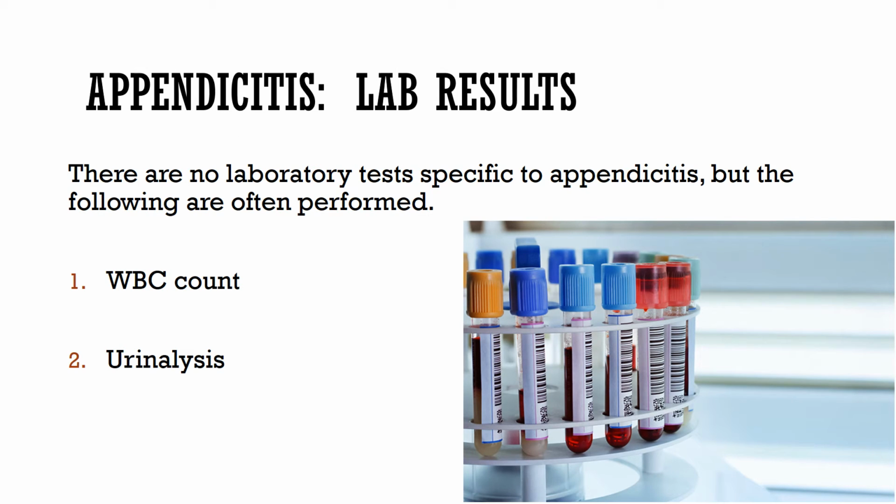There are no lab tests specific to confirming appendicitis, but the following are often performed. A high white blood cell count can indicate that there is indeed an infectious process in the body. 70 to 90% of appendicitis cases have mild to moderate white blood cell elevation. And there are many other abdominal and pelvic conditions that can cause the white blood cell elevation. A urinalysis is performed to rule out conditions that mimic symptoms of appendicitis. That can include a urinary tract infection, kidney stones, and an ectopic pregnancy.